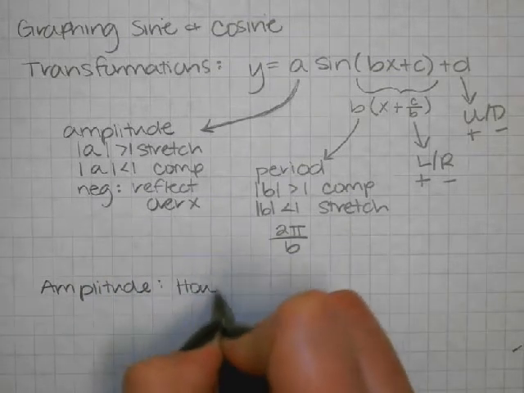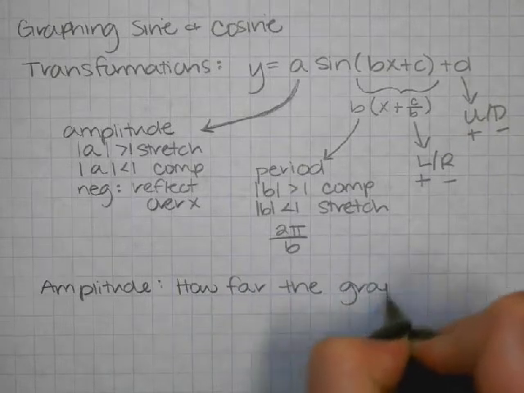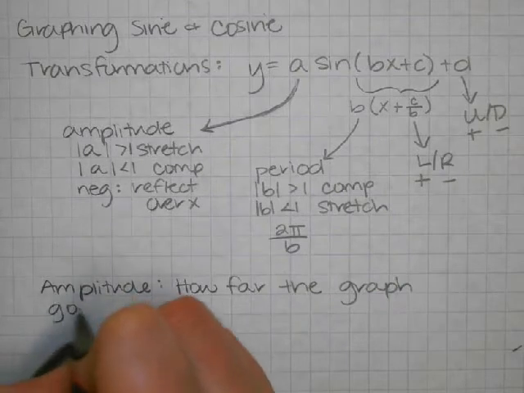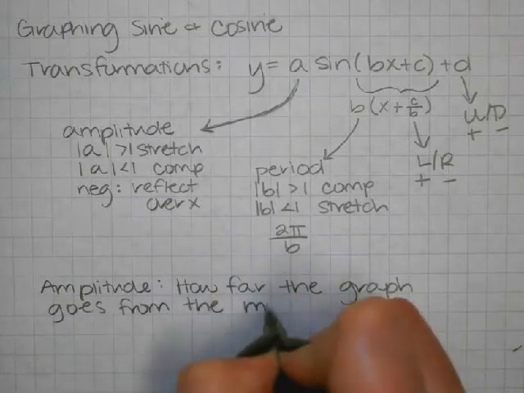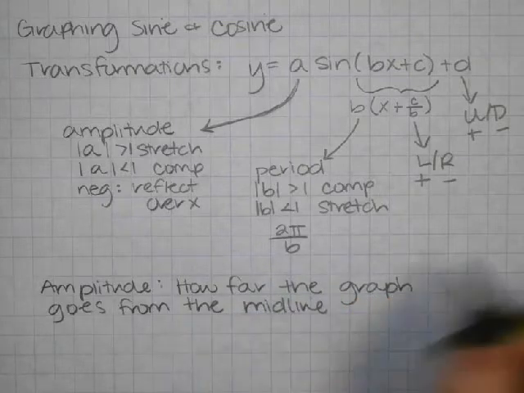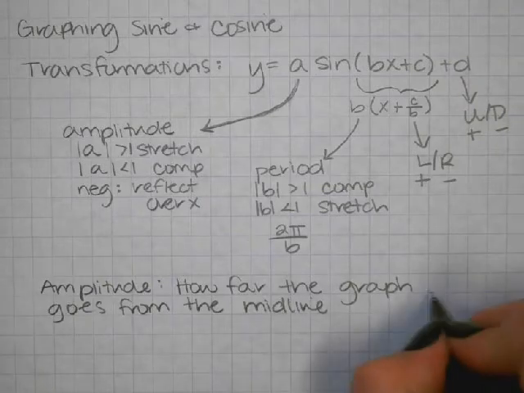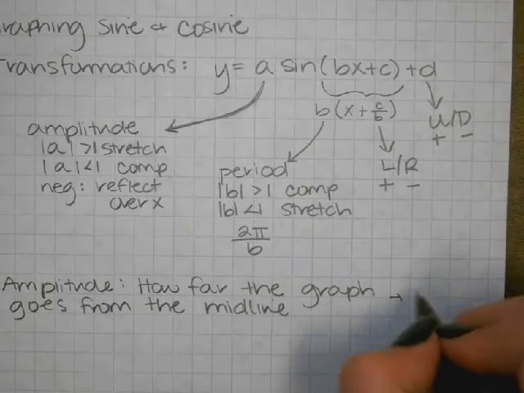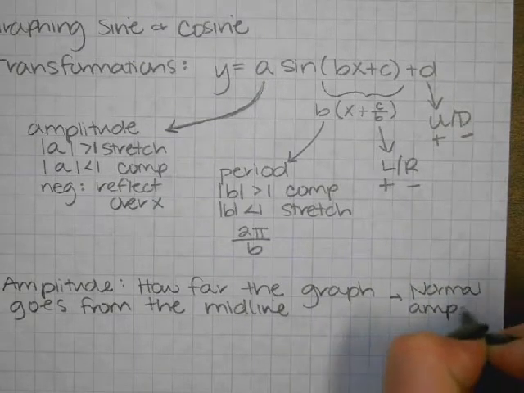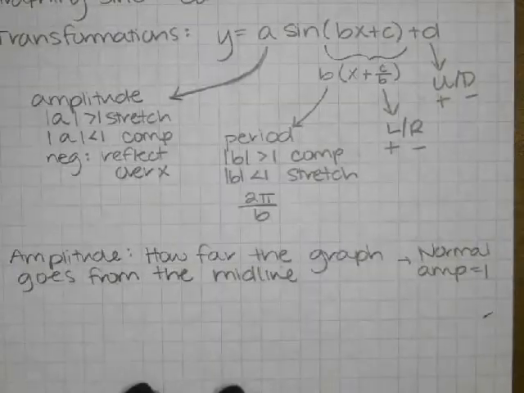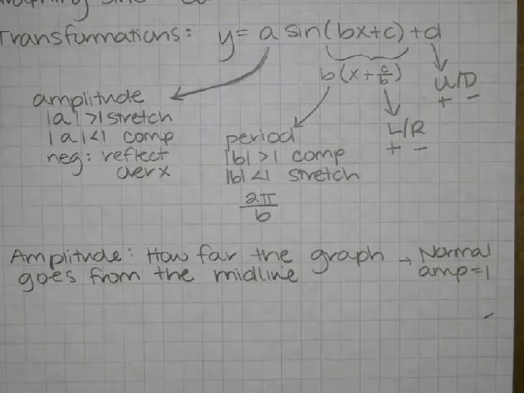Amplitude is how far the graph goes from the midline. All right, a normal amplitude is 1. Okay, so over here I'm going to write normal amp is 1. So from the middle of the graph, if it goes up 1 and down 1, that's normal. Okay, we would say there's no amplitude change.